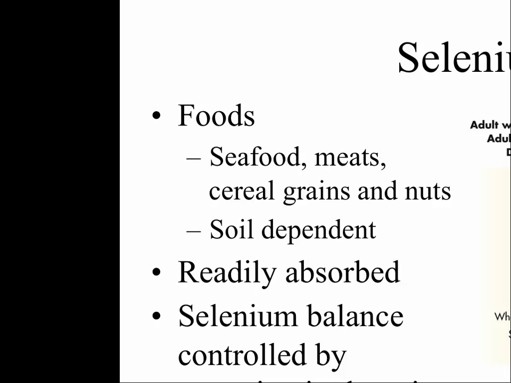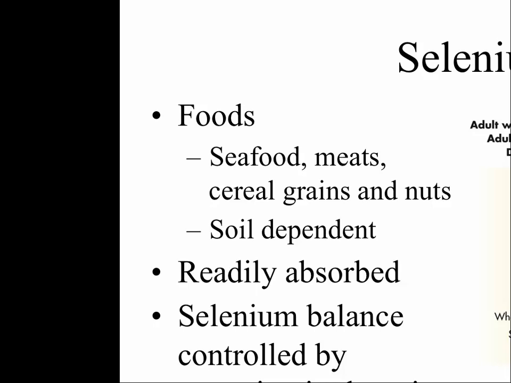Okay, so selenium. I think we only have 2 minerals left, so stick with me, guys. Selenium is also found in seafood and meats, but then cereal grains and nuts, and is really dependent on the soil selenium status. So if you're growing cereal grain, like wheat, in soil that's rich in selenium, your wheat is going to be rich in selenium. If you're growing it in soil that's been depleted of selenium because you've rotated out too many crops or something, it's going to have a lower selenium content.